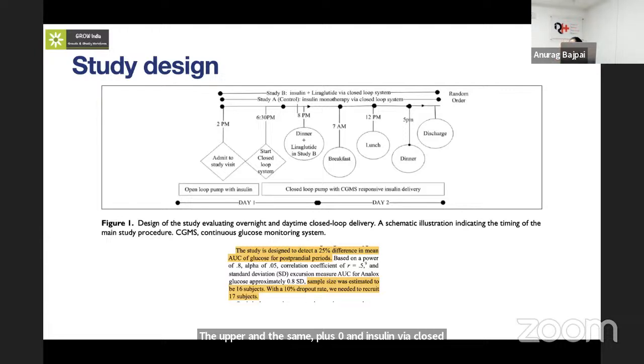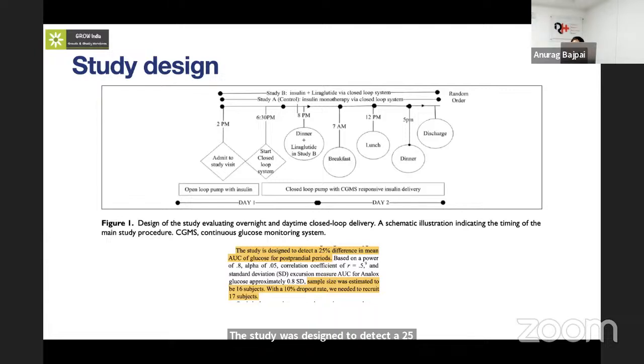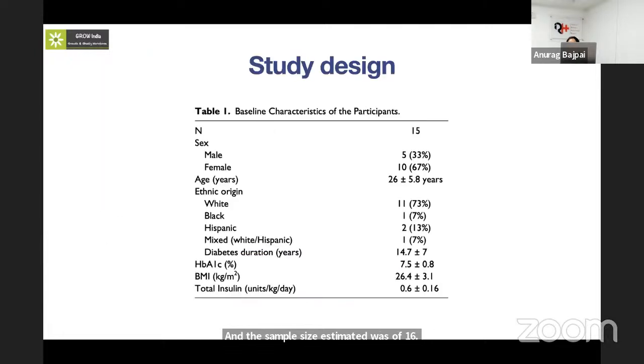The study was designed to detect a 25% difference in mean area under curve of glucose for postprandial periods. And the sample size estimated was 16 subjects in the study. So the study included 15 subjects, but the same subjects were crossed over. So 30 was the sample number eventually.